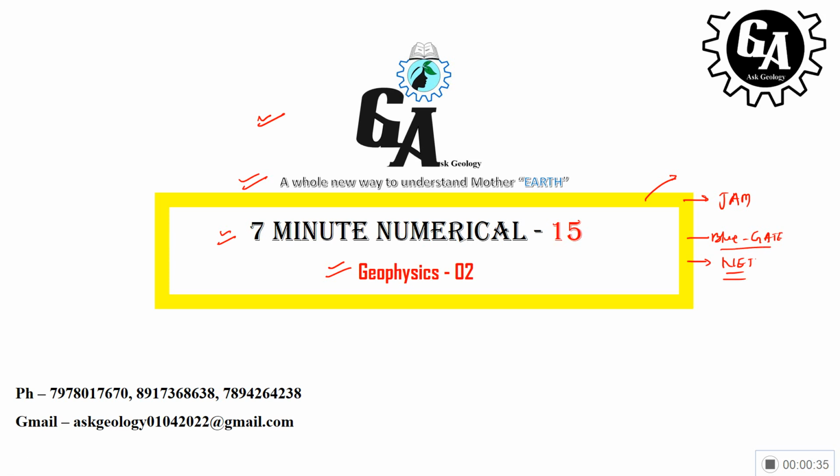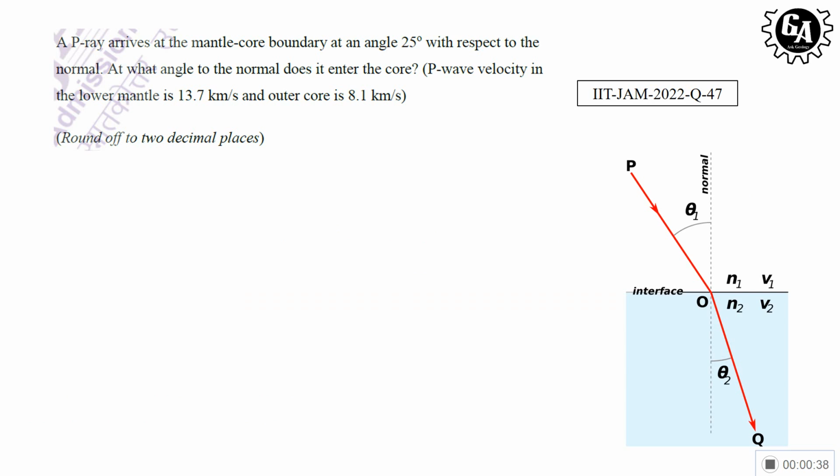So this is basically simple refraction using Snell's law, and that Snell's law is also obeyed in the case of P and S waves. Though P and S wave velocities are given, that's why I have included this in the geophysics series. So the question is: a P ray arrives at the mantle core boundary at an angle of 25 degrees with respect to the normal. You can see this is the normal. At what angle to the normal does it enter the core?